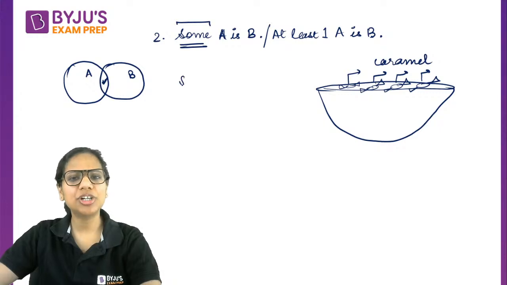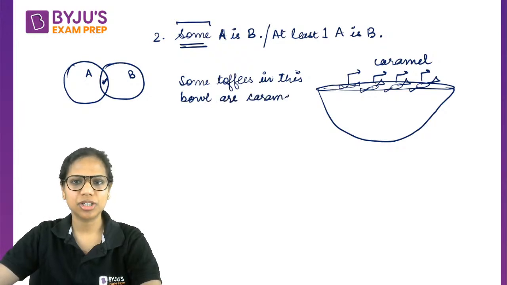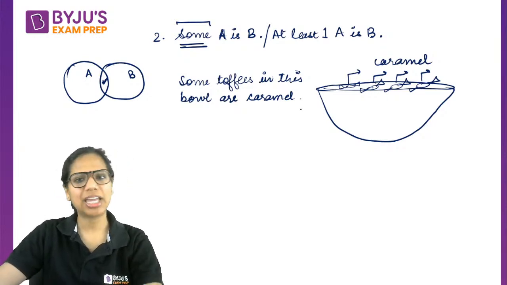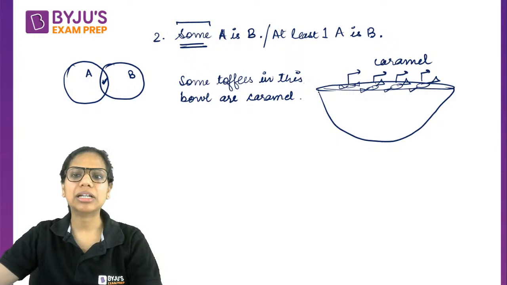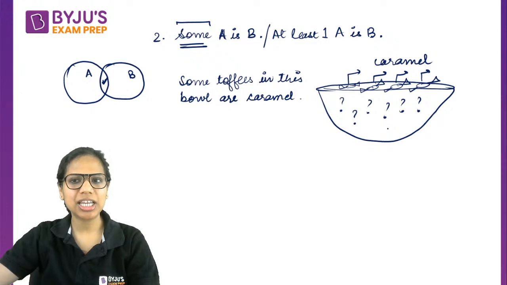Can you comfortably say this? Some toffees in this bowl are of caramel flavor. In short, I'm writing this: some toffees in this bowl are caramel. I can say this comfortably. But do I know anything about the rest of the toffees just by looking at the surface? Until I dig deeper, I do not know anything about the rest of the toffees, right?